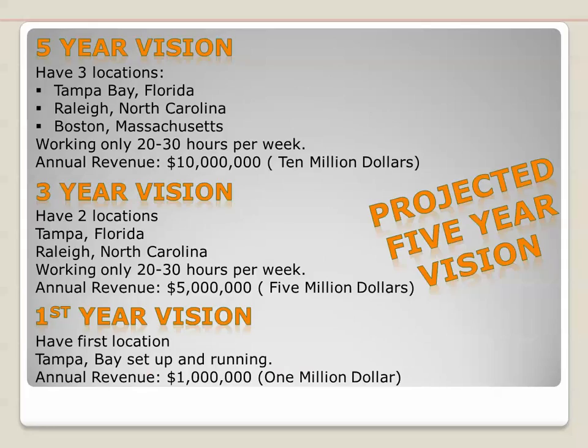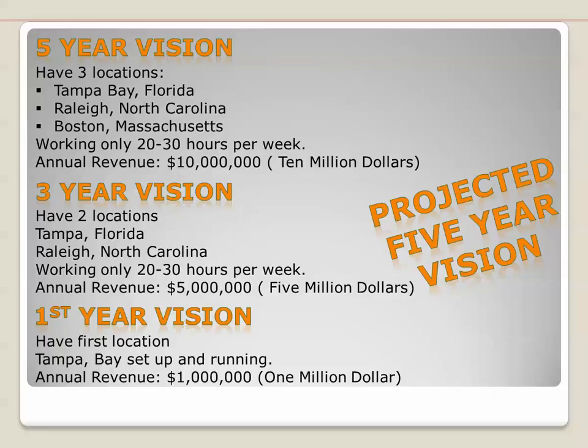So our projected 5-year vision, this is an example of what we plan to accomplish within the next 5 years. So in the first year, we want to have our first location in Tampa Bay, which is where we're at now, with an annual revenue of $1 million. Let's skip forward 2 years to our 3-year vision. Our 3-year vision is to have 2 locations, one in Tampa, one in Raleigh, North Carolina, and working only 20-30 hours per week with an annual revenue of $5 million.